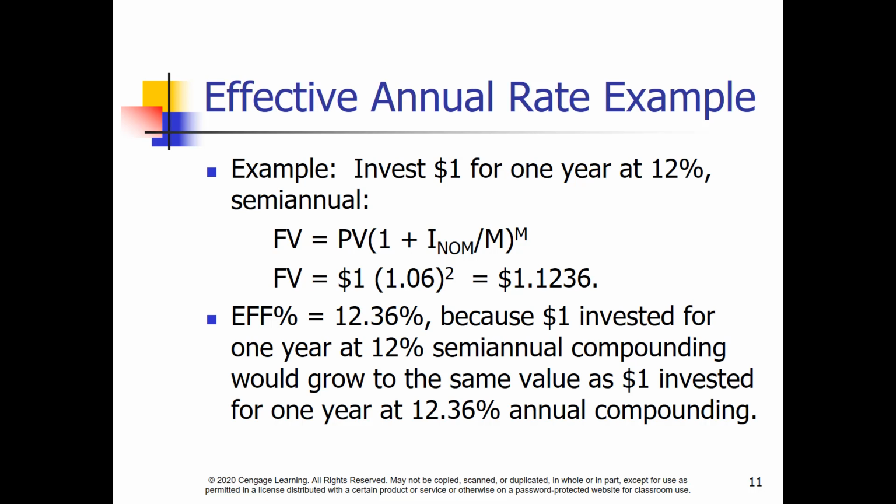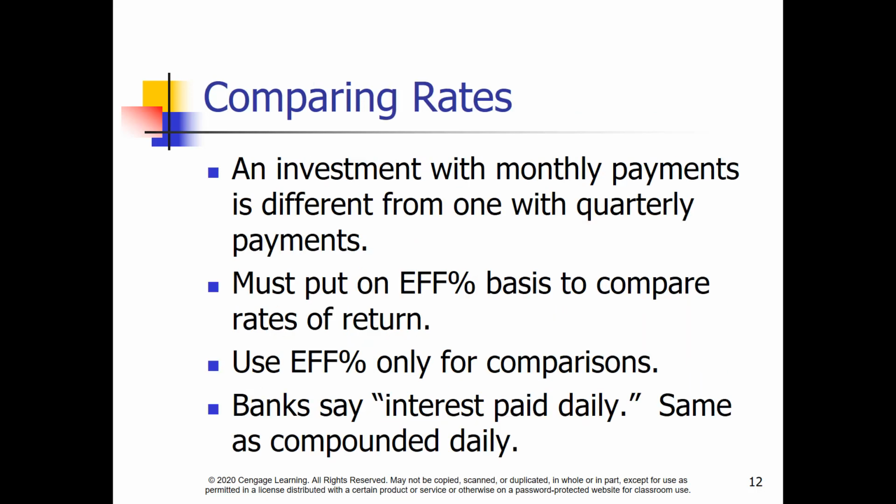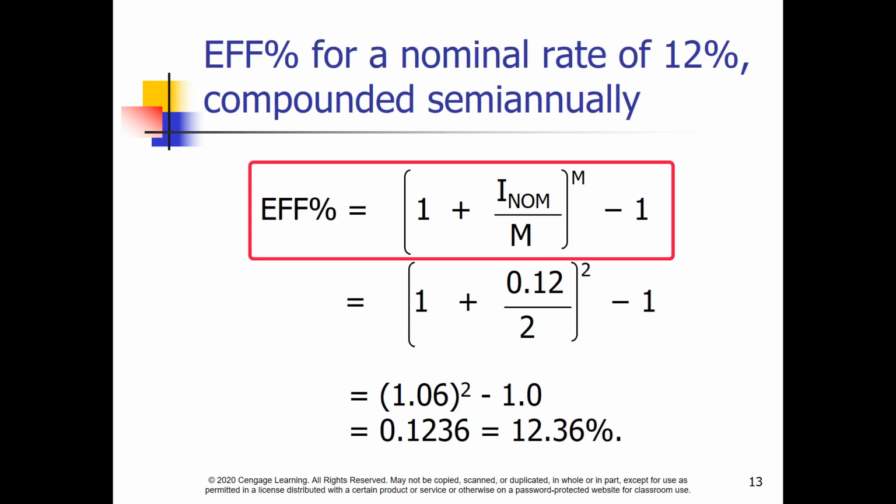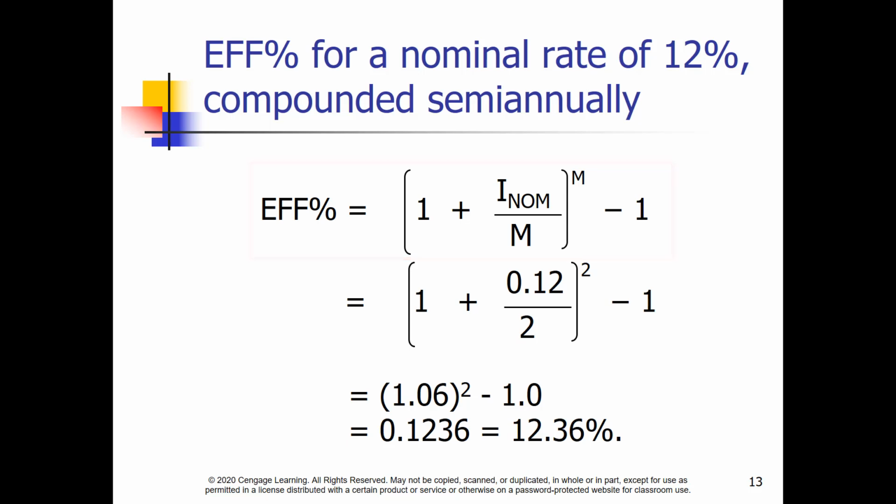This example invests $1 for 1 year at 12% compounded semi-annually. Using our modified general formula, the result is $1.1236, implying that the EAR is 12.36%. So 12% compounded semi-annually is equal to 12.36% annually. The EAR is most frequently used in comparisons. This formula will convert a nominal rate to an effective rate. Fortunately, both your calculator and Excel can do this as well.